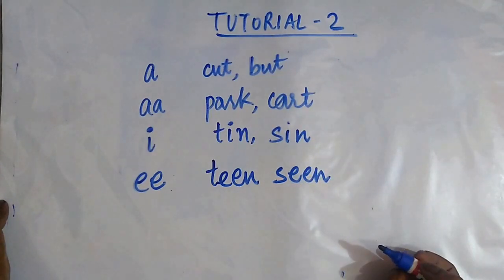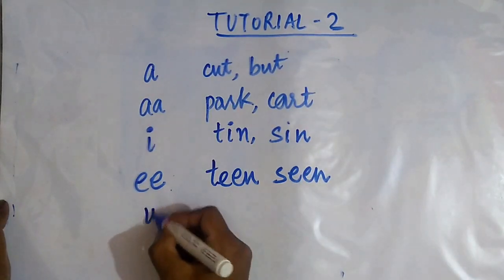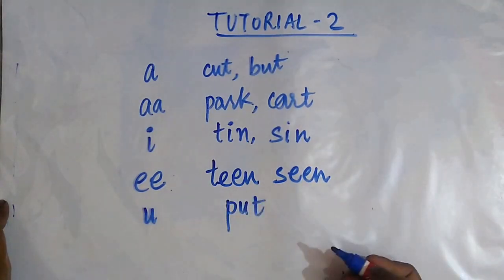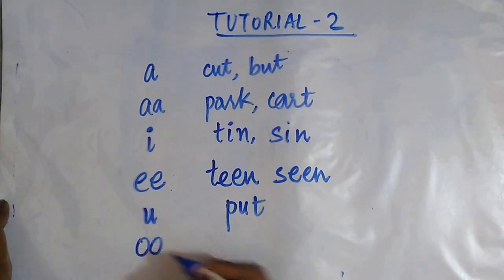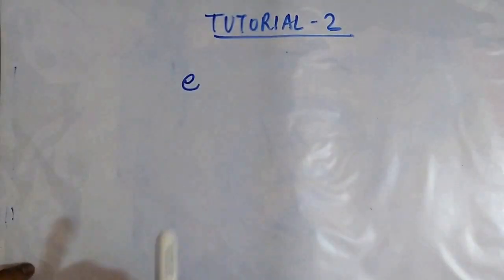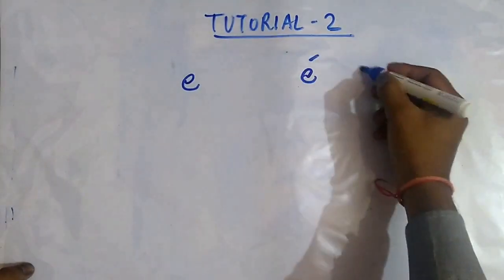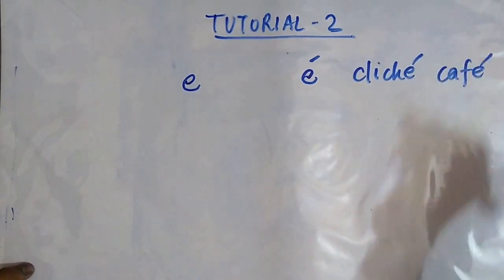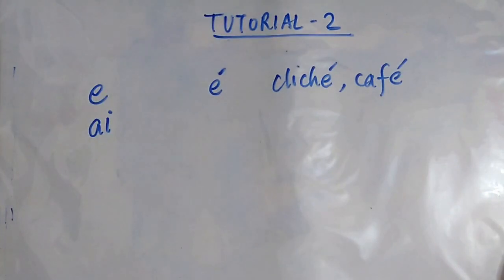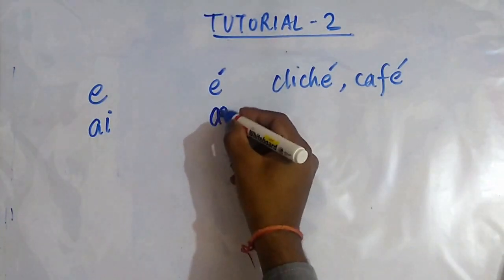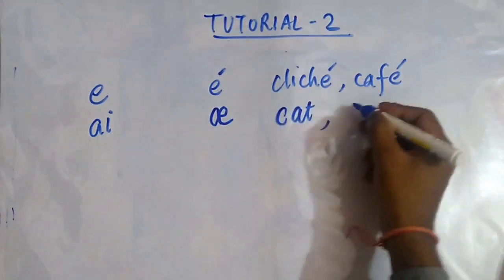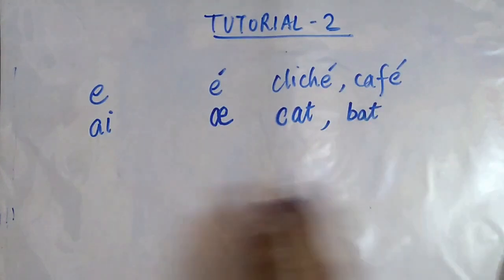Okay? Similarly, if I write U, it would mean a short sound like in put, but a double O will mean a longer sound like shoot. A single E would mean an A sound, like in cliche, cafe, or fiance. The next is AI. This combination of letters is used for this phonetic symbol, which is pronounced in the words like cat, bat, and hat.